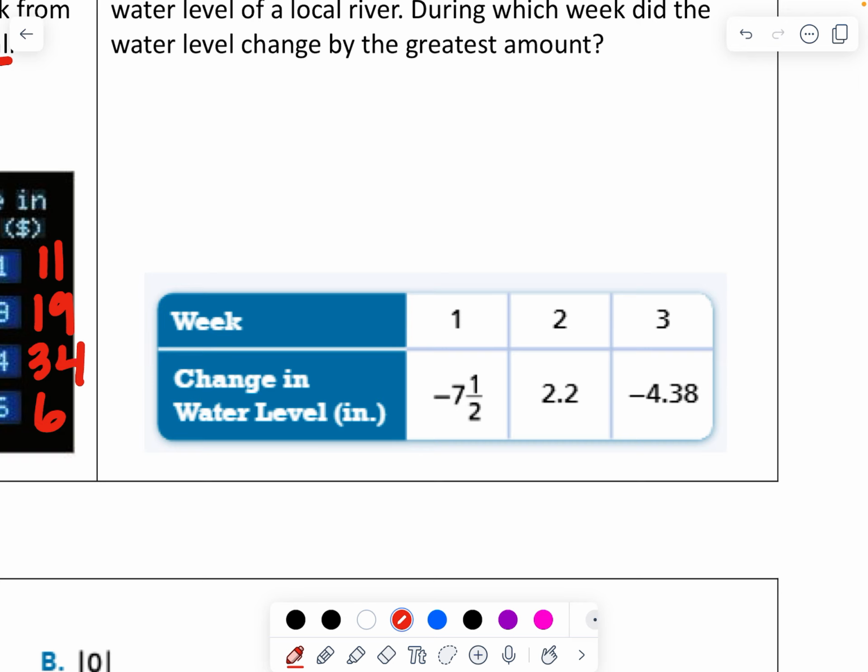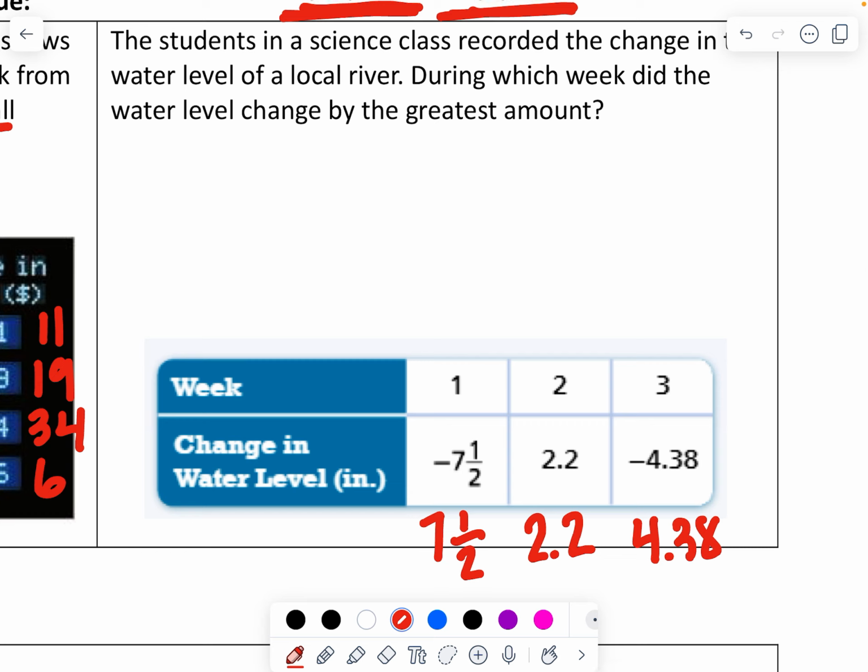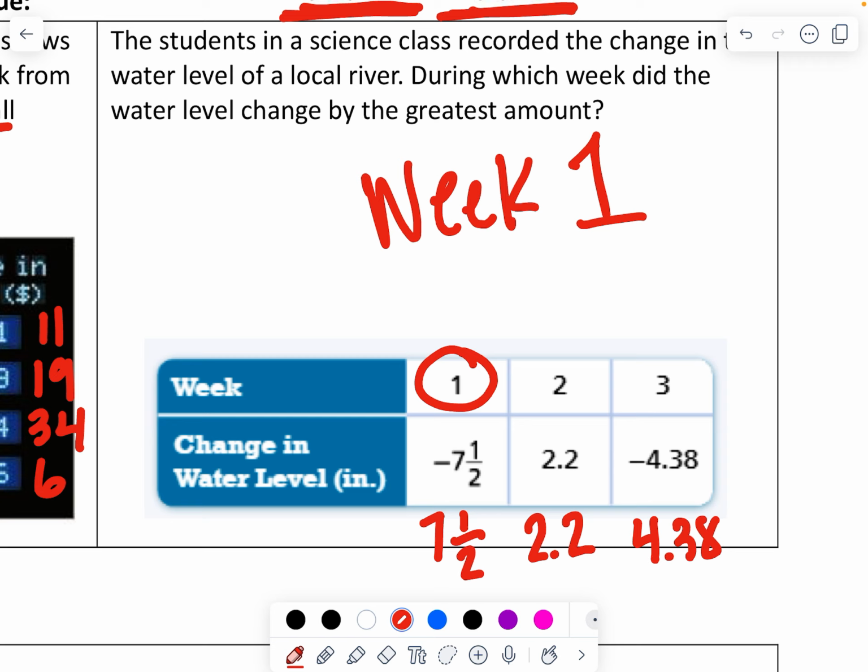So the absolute value of -7.5 is +7.5. The absolute value of 2 2/10 is +2 2/10. And then the absolute value of -4 38/100 is +4 38/100. So which week did the water level change by the greatest amount? That would be week 1, because 7.5 is greater than 2 2/10 and 4 38/100. So week 1 had the greatest amount of change.